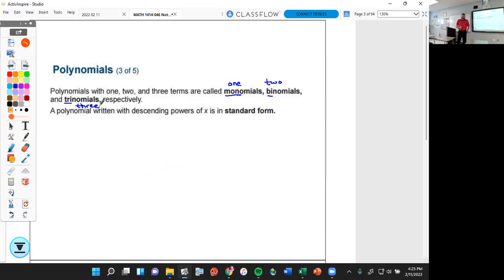And when we write a polynomial, we want to write them in what's called standard form. So in standard form, we have descending powers of x. So we look at the power on the x term, and that power needs to decrease. And if that's done, we are in standard form.